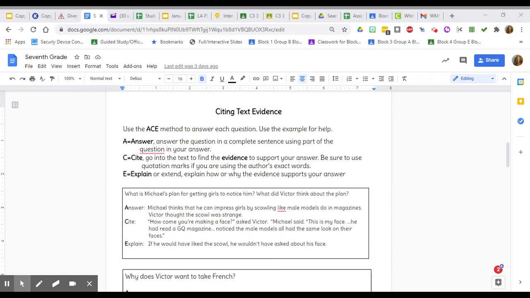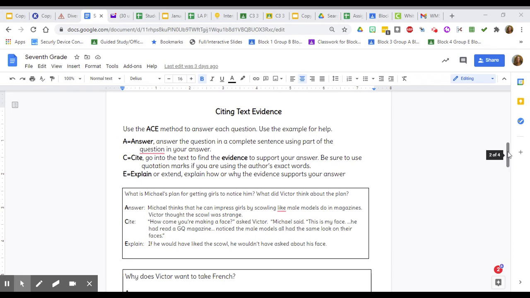So when Michael says, "This is my face," he's telling about how he had read the GQ magazine and noticed that all the male models had the same look on their faces. So when I am explaining that, if he, meaning Victor, would have liked the scowl that Michael was making, he wouldn't have asked about his face.